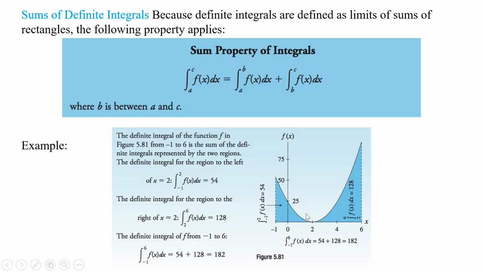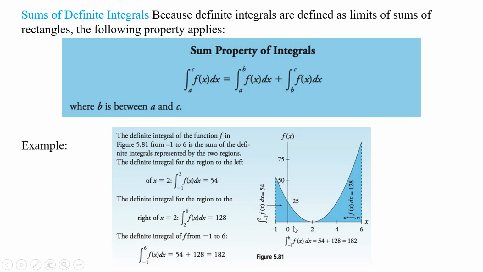And why this works is because we might have something that looks like this example. So what we want to do is find the definite integral of the function f in this figure from -1 to 6. Okay, well, it's in two regions. So what we can do is take the integral from -1 to 2, and when we do that, we find that's equal to 54. Then we can take the integral from 2 to 6, and when we do that, we find it's 128. And then basically we can say, okay, well, the integral from -1 to 6 is the sum of those two. So 54 plus 128 is equal to 182.